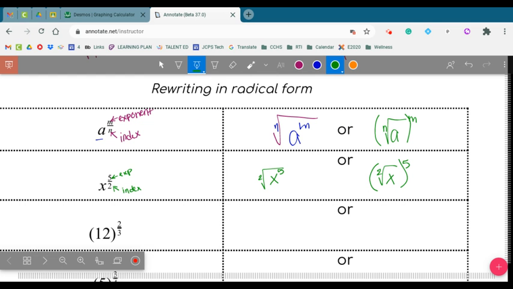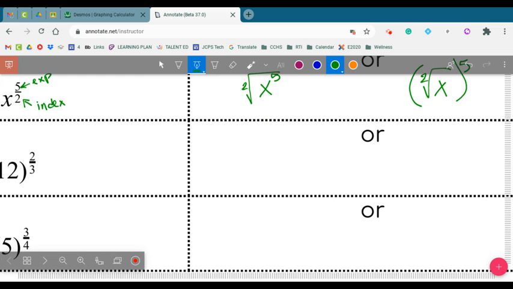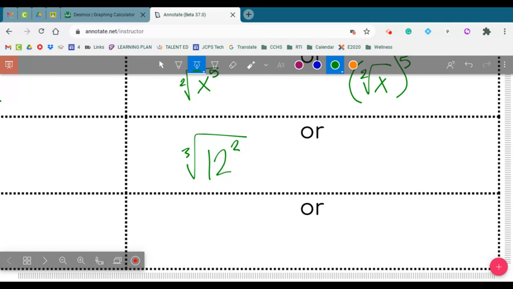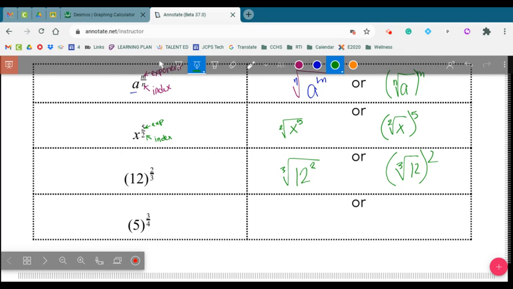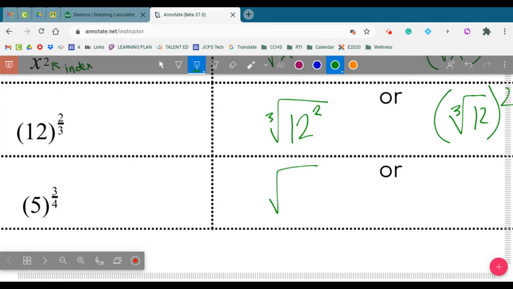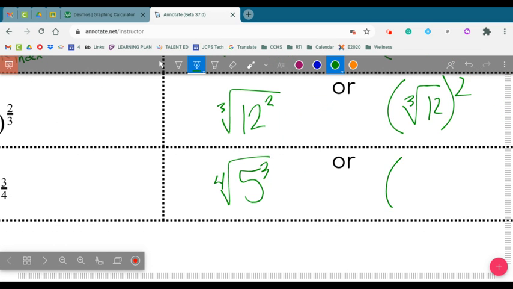Okay, next one I have 12 to the 2/3. So 2 is my exponent, 3 is my index. So we're going to do our radical, with the index 3 and then 12 to the 2nd. Another way, you can do 12 in the radical and then your parentheses with the 2nd power. And then the last one, we have 5 to the 3/4. So 3 is our exponent, 4 is our index. So we're going to have the 4th root of 5 to the 3rd. Another way you can write this is the 4th root of 5, raised to the 3rd power.